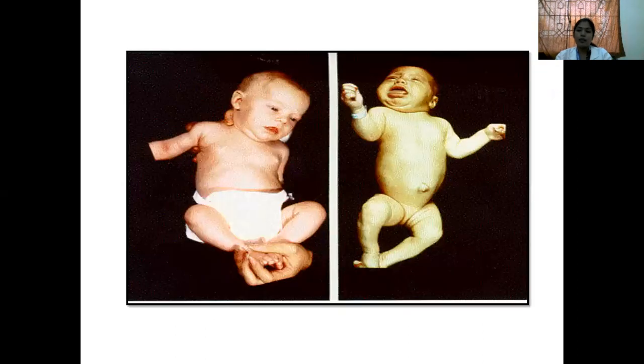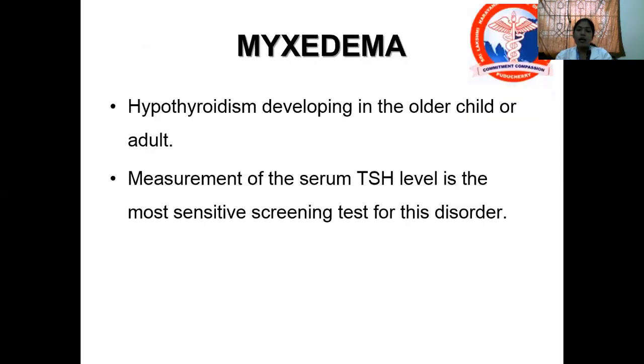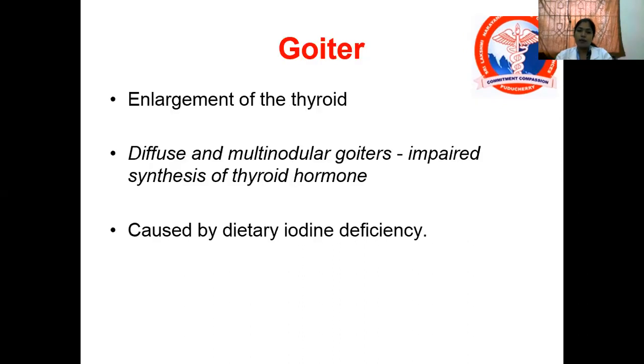So as the mother is hypothyroid, the baby won't be getting enough T3, T4. If it is not treated, the baby will end up having cretinism. What is myxedema? Hypothyroidism developing in an older child or an adult is called myxedema, whereas hypothyroidism developing in young children or in the fetus, as the mother is hypothyroid, is called cretinism. Measurement of the serum TSH level is the most sensitive screening test for this disorder.